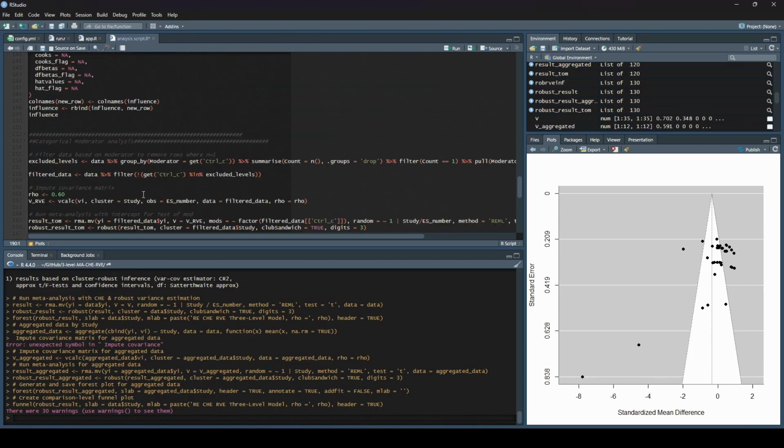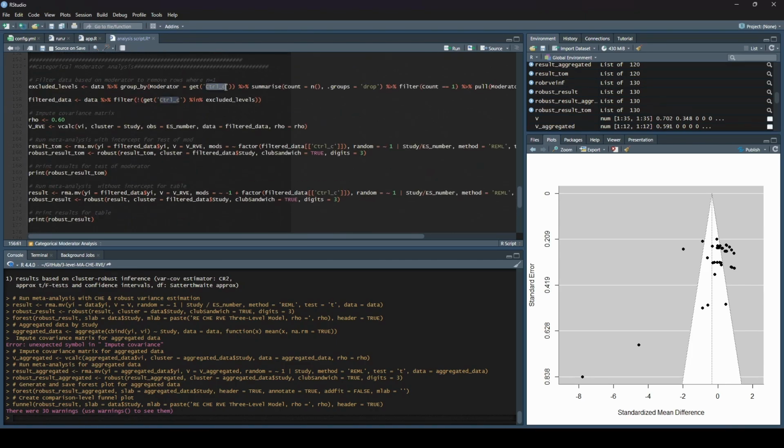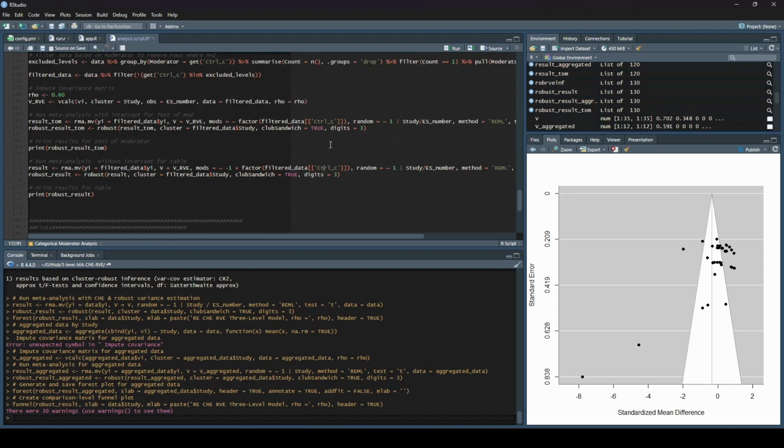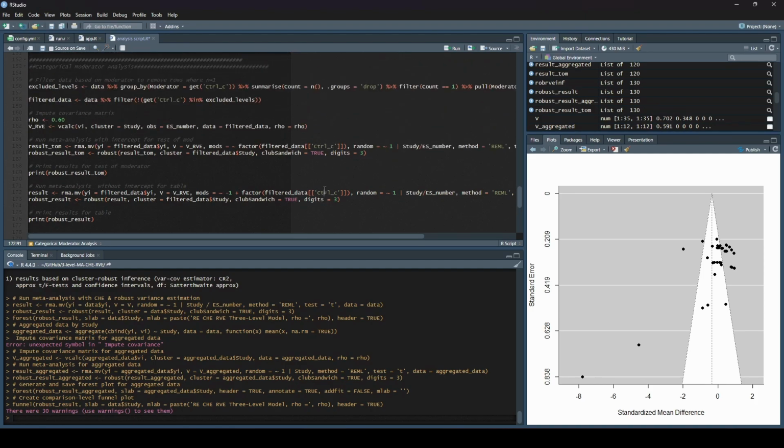Okay, all these places that have Control C right now, so we have one here, one here, one here, one here, so we had 4 of them, right? All of those would need to be swapped out for your different moderators as you want to test your different moderators.